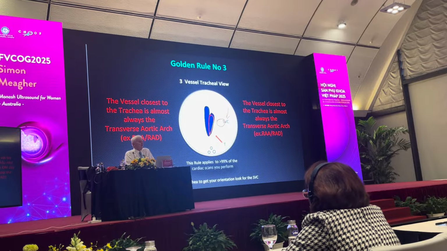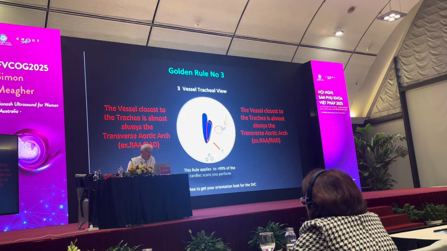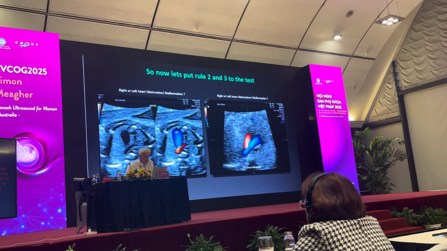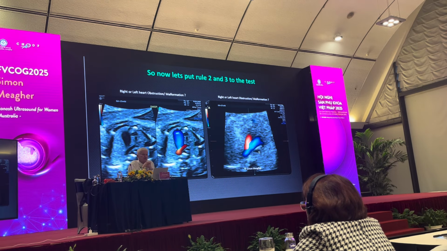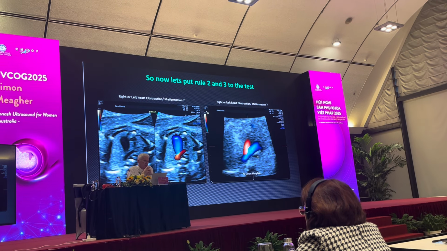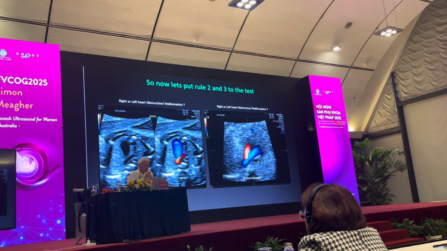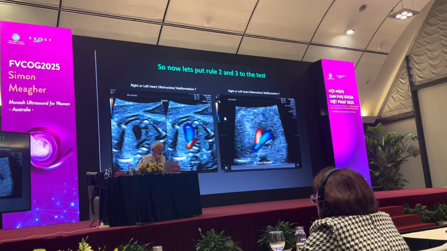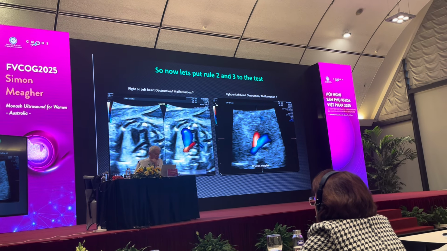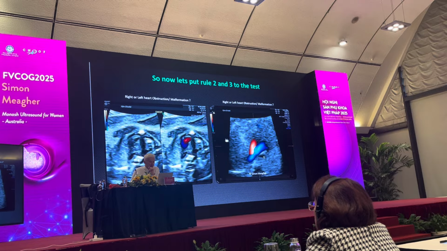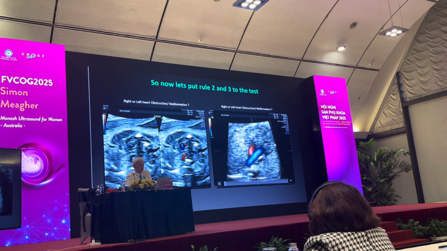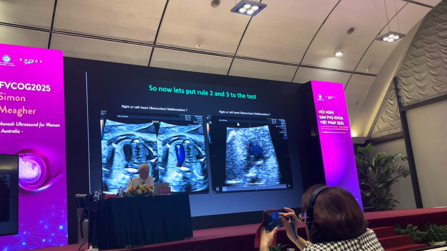So now I have given you 3 rules, and I want you to apply these rules. I'm going to show you 2 video clips. I want you to apply these 3 rules and tell me whether this baby has got a left heart lesion or right heart lesion.